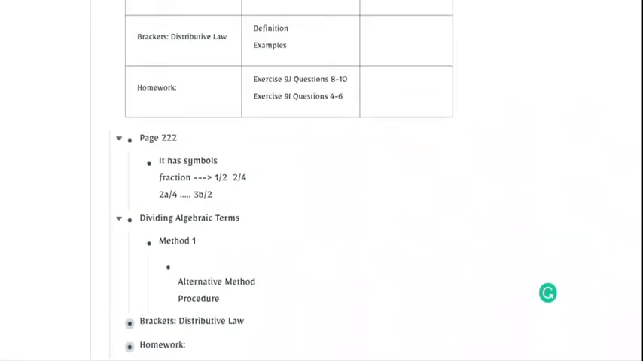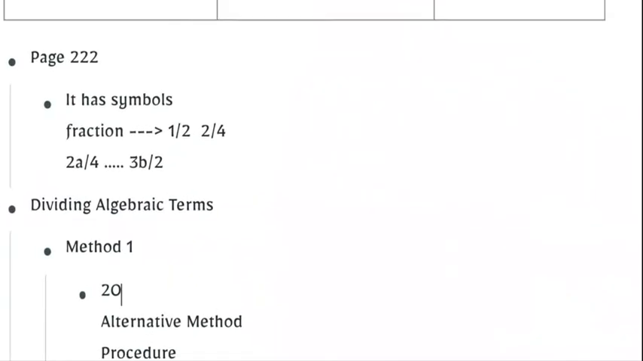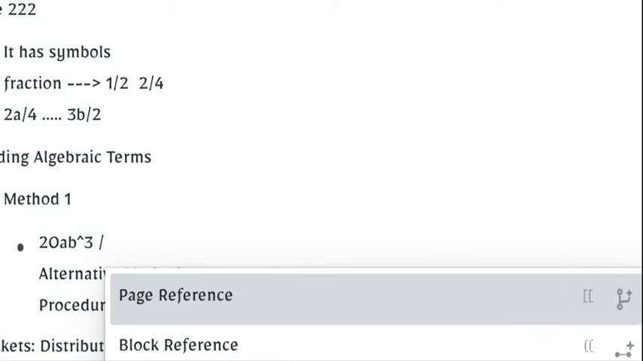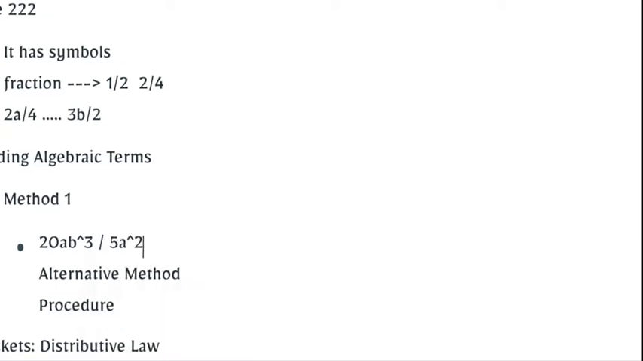All right, excellent. So look at this for me. We're going to do one example. Write this for me: 20AB raised to the third power divided by 5A raised to the second power times B.